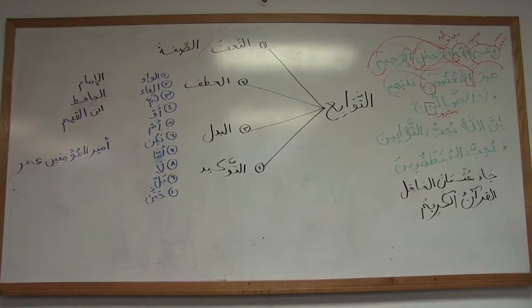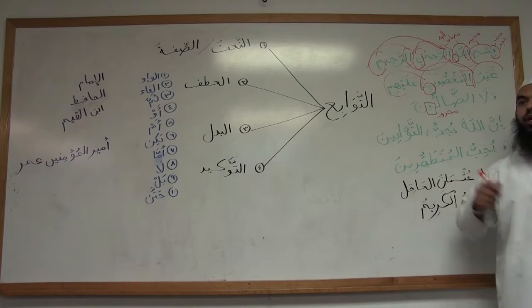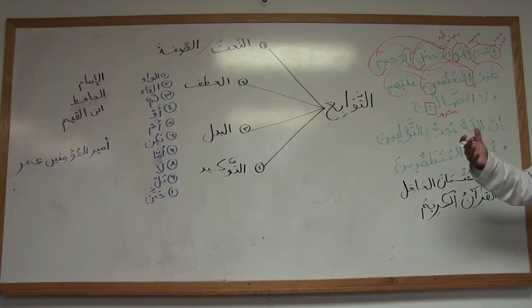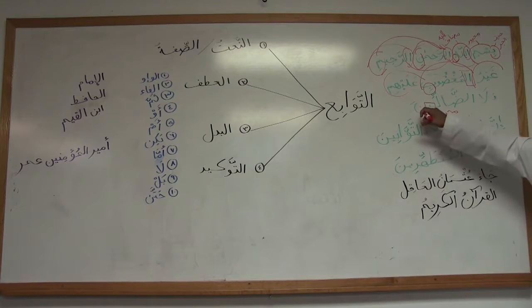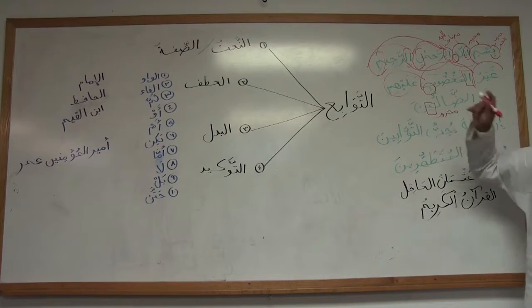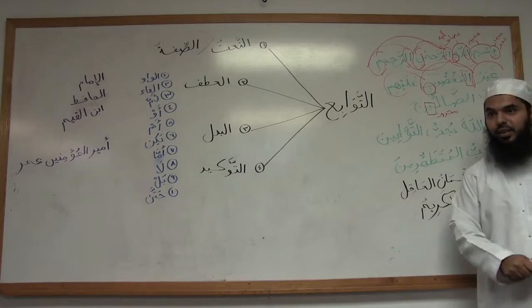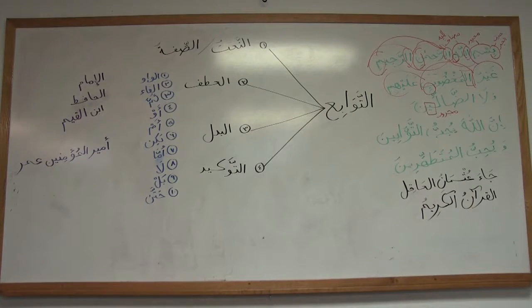So when you have jam' mudhakkar salim, it's marfu' bil waw. Dhalun would have been marfu'. And it's majroor bil ya, so we know it's majroor. But why is the question I'm asking you. Okay, because it's also sifa. A sifa of who?